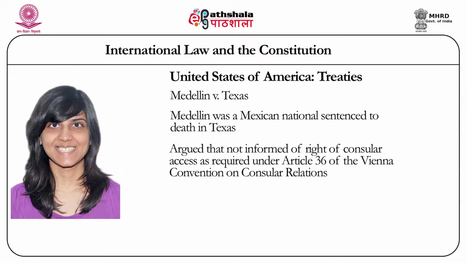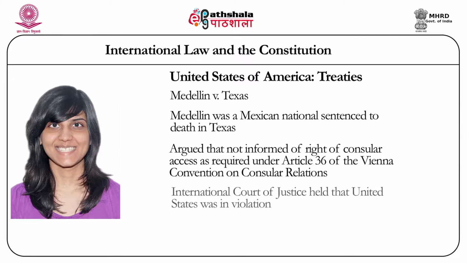as required by Article 36 of the Vienna Convention on Consular Relations, and that this treaty violation had prejudiced his defense. Mexico also brought a case before the International Court of Justice on the violation of the Vienna Convention, where the ICJ held that Medellín and some other Mexican nationals were entitled to review and reconsideration of their convictions and sentences in the United States.